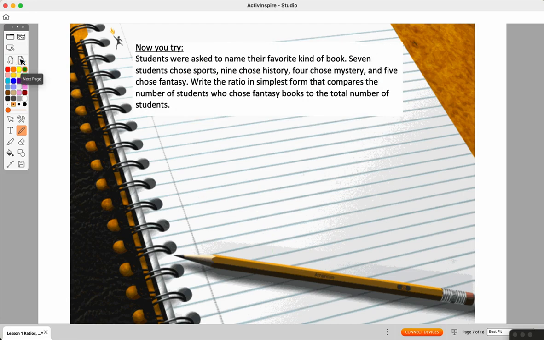Okay, then you've got another type of problem. So I'm going to let you guys give this one a try. Take a second and read this one and see if you can figure out the ratio of students that like fantasy books to the total number.